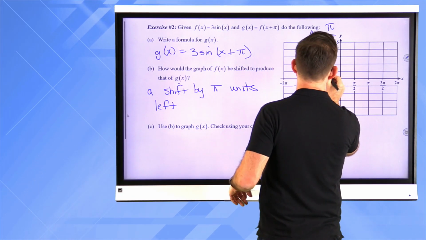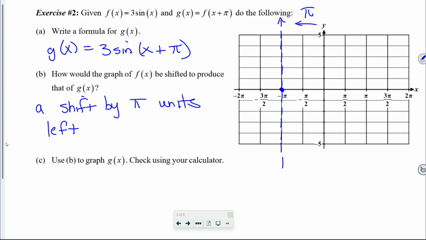Then what happens is it rises out of that, and it's going to have an amplitude of 3. So as I go 1/4 of a period to the right, I'm going to go up 3 units. As I go another 1/4 of a period to the right, I'm going to go back down to the midline. Another 1/4 period to the right, I'm going to go 3 units below the midline, which in this case is the x-axis. Then another 1/4 of a period to the right, I'll be back to the midline, etc.